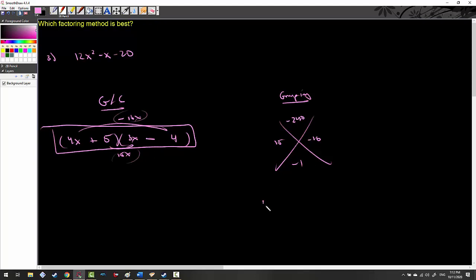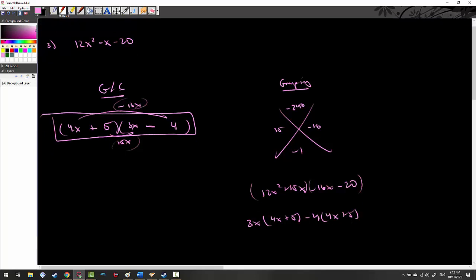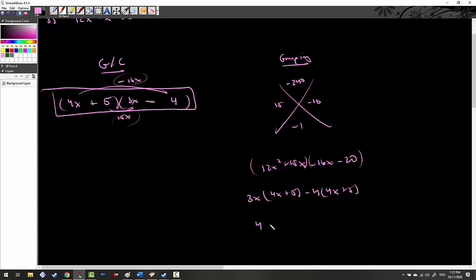And so from here you group it. So you get 12x squared plus 15x minus 16x minus 20. Group them, and looks like if we factor out from here, looks like a 3x. We'll get a 4x plus 5, and then factor out a negative 4 here, and then we get 4x plus 5. So then we factor out a 4x plus 5 because that is the GCF, and we're back to where we started with guessing and checking.